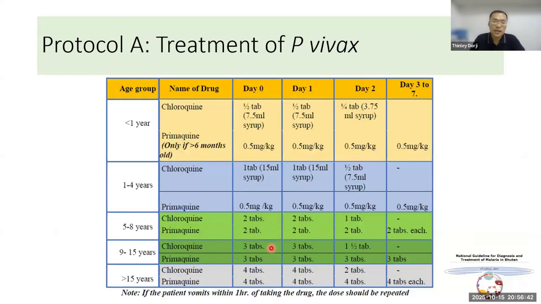Now the protocol here says that, so let's go by the adults first. In protocol A, there is chloroquine 4 tablets on day 0 and day 1, and then another halving of the dose, 2 tablets on day 2, and primaquine 4 tablets for 7 days. And as the weight is lower for younger children, the number of tablets required as per age category or weight is shown in this table, and primaquine is to be given only for children older than 6 months of age.